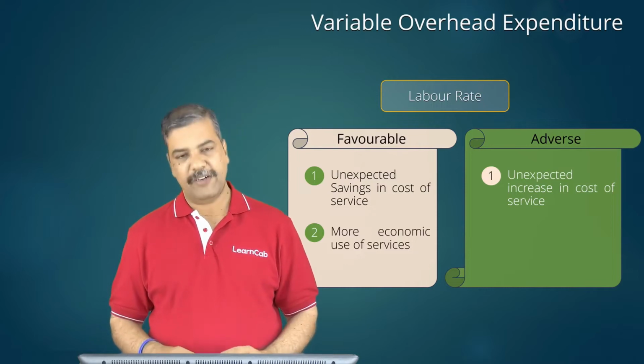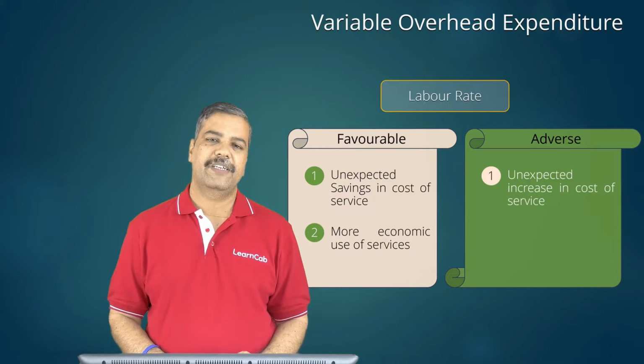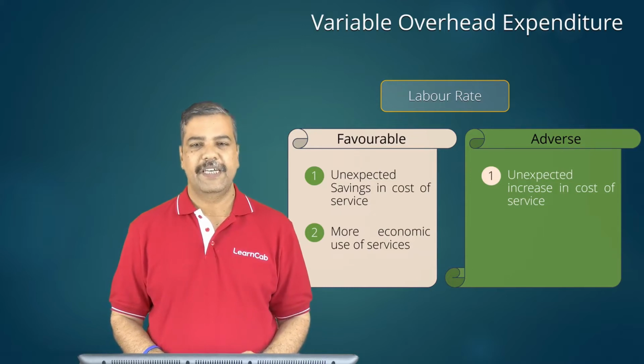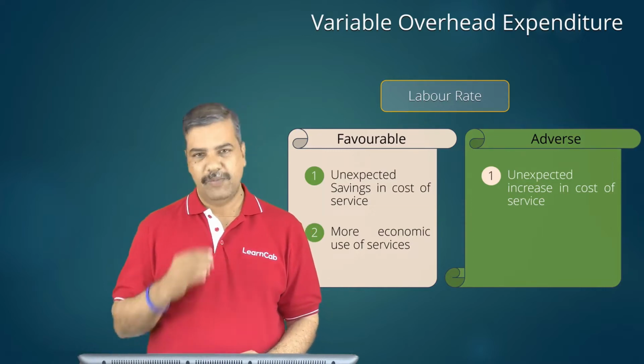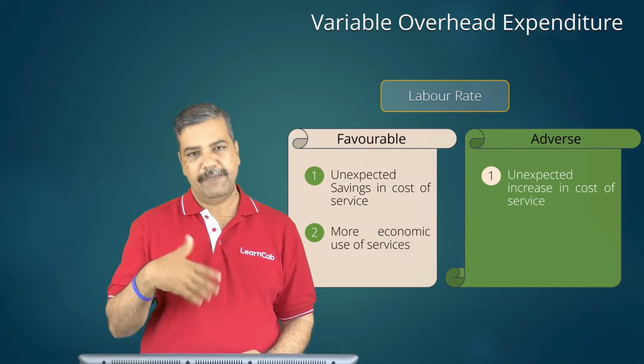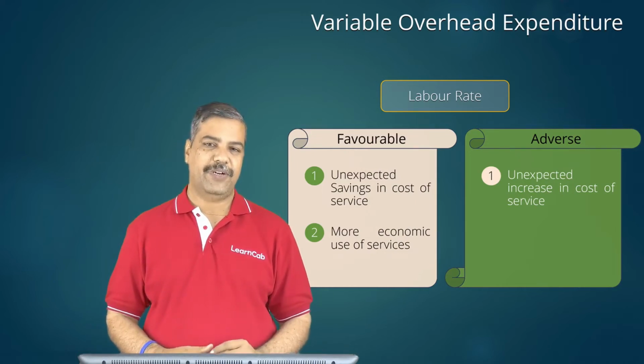Then the second one is more economic use of services, that is, how effectively the overheads have been utilized in delivering the production chain. That is very important. So services are also there here. We are concentrating more on the overhead implication on the activities that contribute towards production.